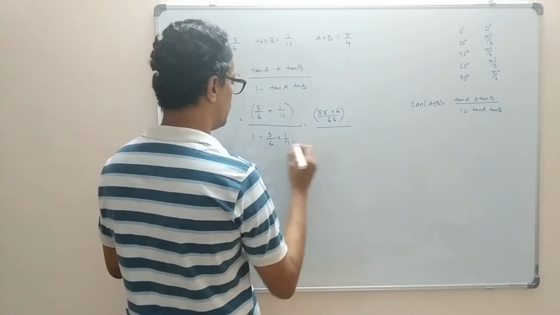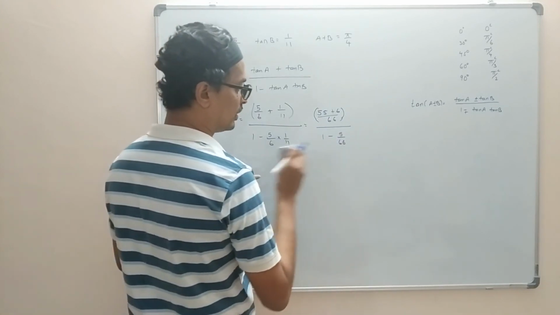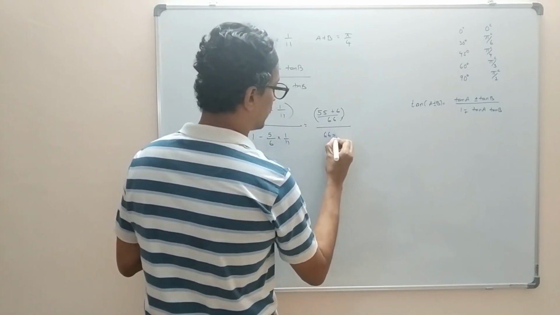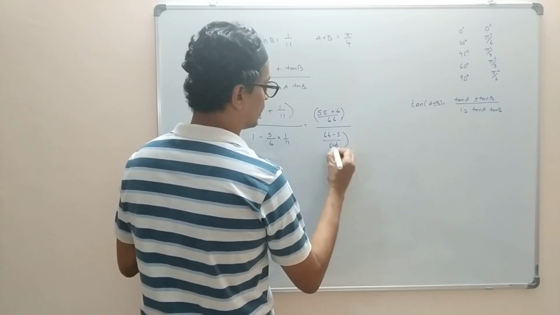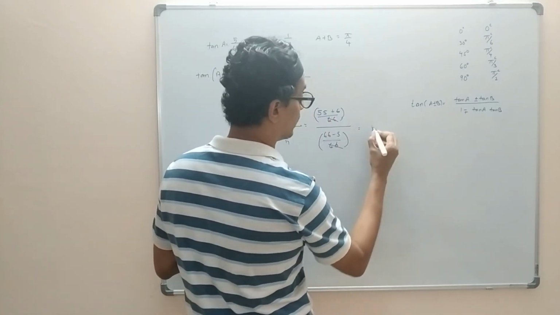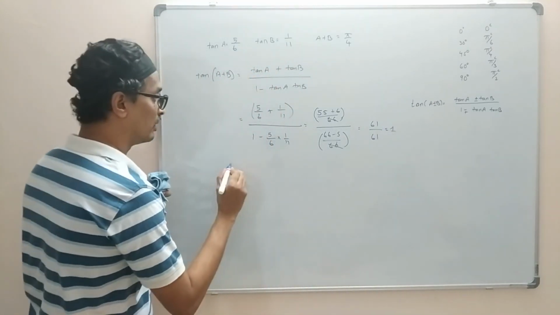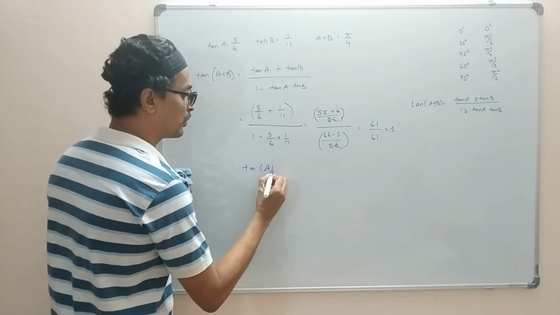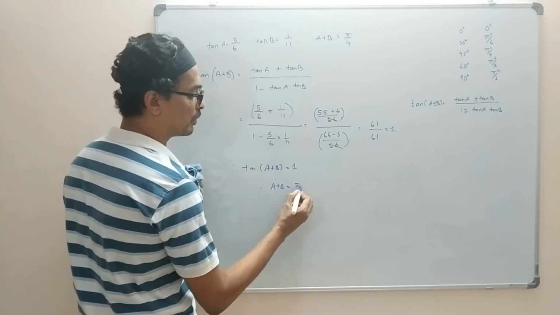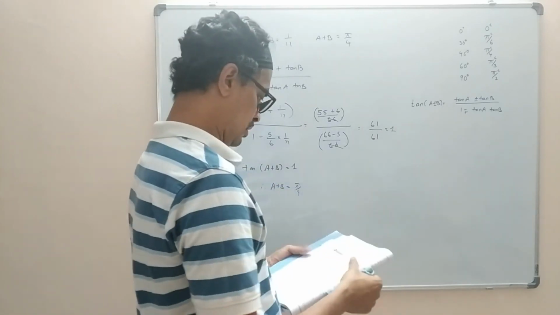And here the bottom is 1 minus 5 by 66, or 66 minus 5 by 66, right? So 66 gets cancelled off. What are you going to get? 55 plus 6 is 61, and here 66 minus 5 is 61. Equal to 1. Therefore, tan A plus B equal to 1. Therefore, A plus B will be equal to pi by 4. Okay? Yes, that's it.